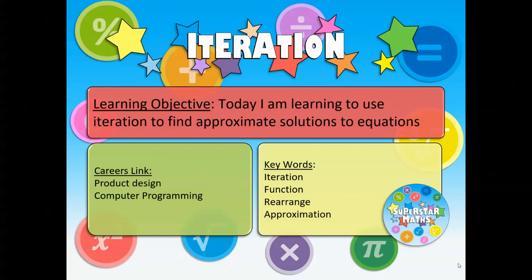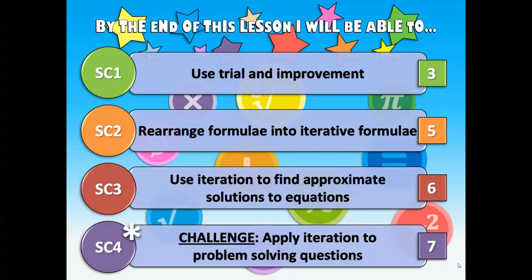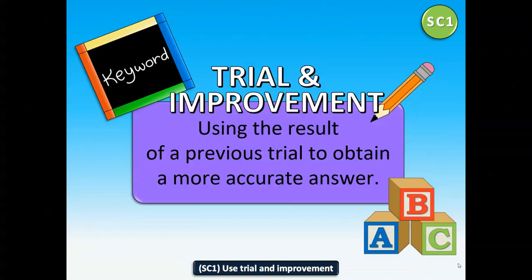Hi guys, welcome back. Today we are going to learn to use iteration to find approximate solutions to equations. We've got 4 success criteria, and the first one is to be able to use trial and improvement. Trial and improvement involves using the result of a previous trial to obtain a more accurate answer.